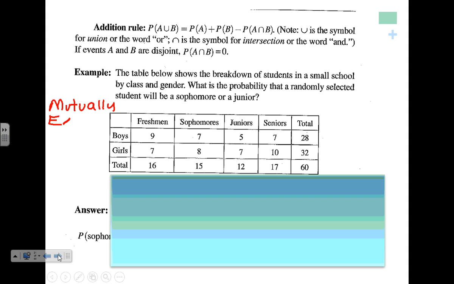Notice these words, mutually exclusive, also known as disjoint, mean the same thing. That's when you have two events, two things occurring, that can't possibly occur at the same time. For instance, you cannot be a freshman and a sophomore. Those are mutually exclusive, disjoint events. You cannot live in Georgia at the same time you're living in California. Those are mutually exclusive events. So they're two things that cannot happen at the same time.